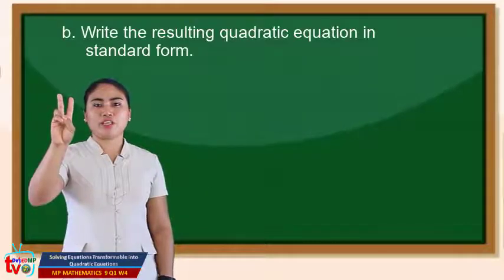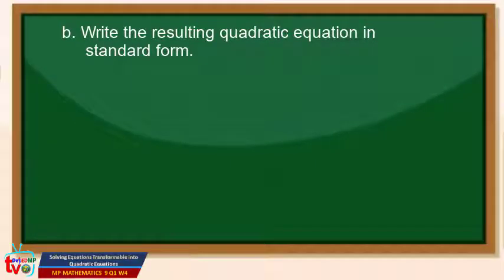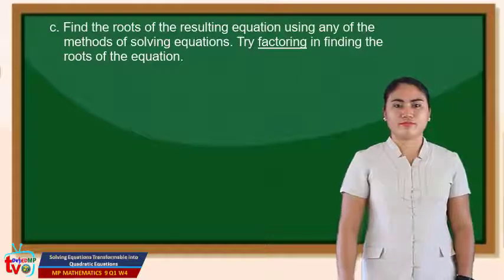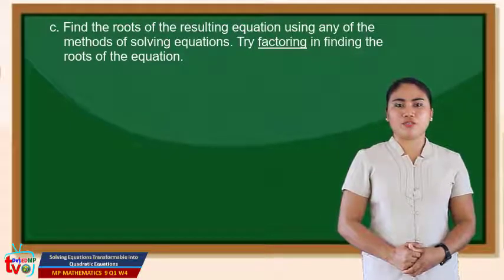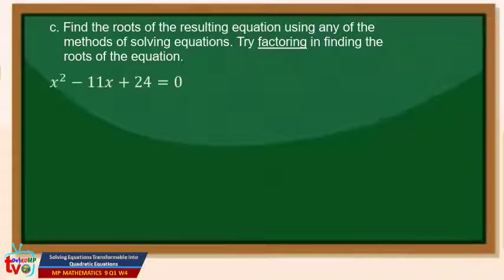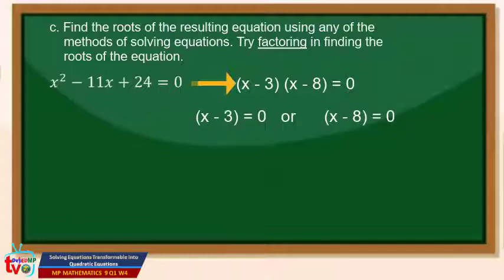Second, write the resulting quadratic equation in standard form. 24 plus x squared minus 3x equals 8x. Now, x squared minus 11x plus 24 equals 0. Third, find the roots of the resulting equation using any of the methods of solving equations. Try factoring and finding the roots of the equation. By following the steps of factoring, the factored form of the equation x squared minus 11x plus 24 equals 0 is (x minus 3) times (x minus 8) equals 0. So we have x minus 3 equals 0 or x minus 8 equals 0, and x equals 3 or x equals 8.